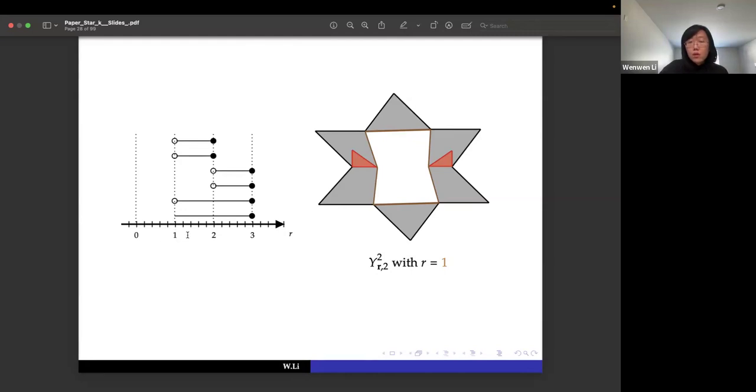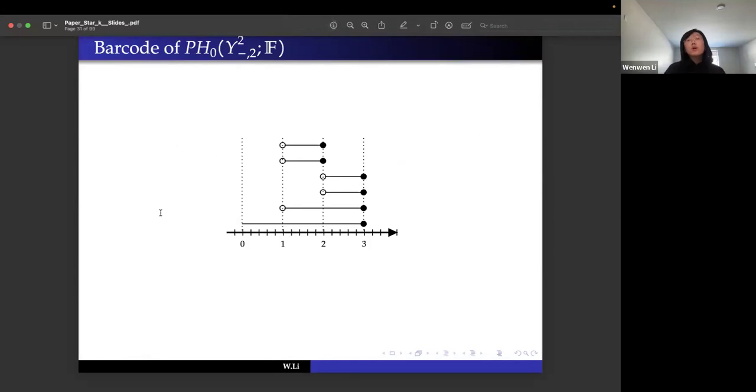Okay, so if we further decrease r, this is the space, and again, it is path connected. So we keep this generator alive. And if we further decrease r, at the end, we get the barcode for zeroth persistent homology for this filtration.